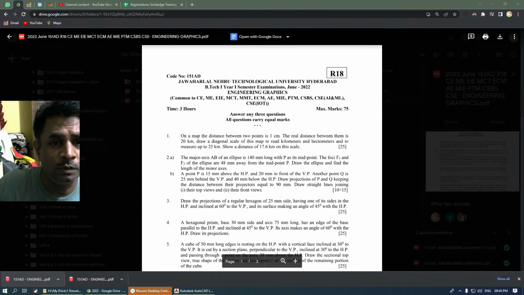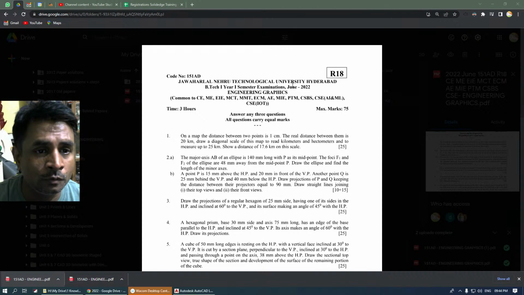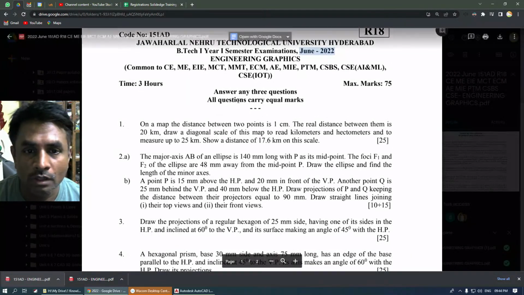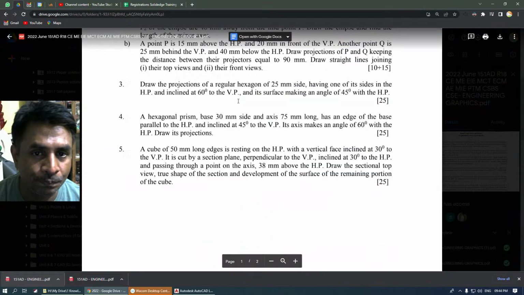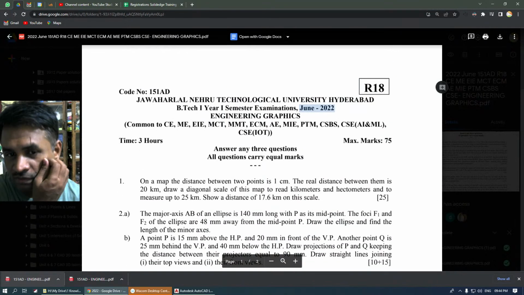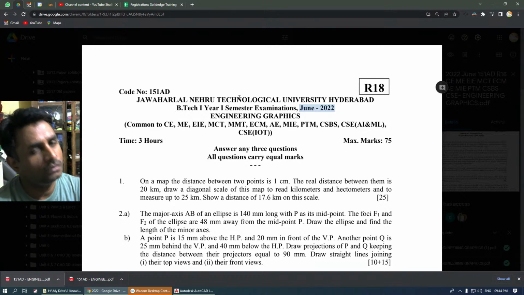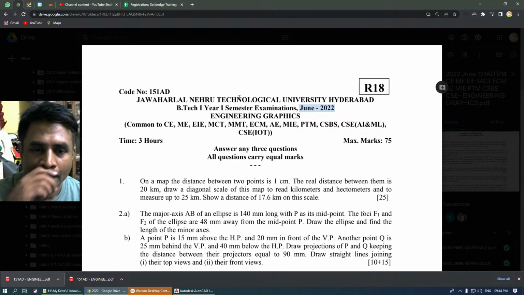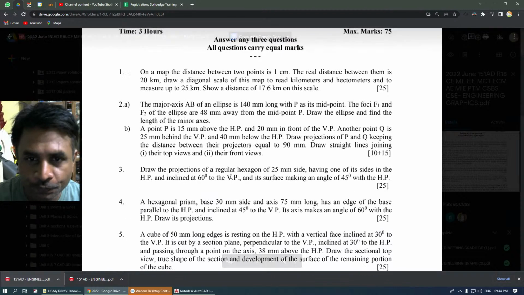In this video we'll be solving this particular paper. You can see this is the JNTU paper for a very recent examination, June 2022, and we'll be solving this complete paper using AutoCAD. I'll be doing this every year for JNTU because they'll be needing the answer keys for correction purposes. Okay, let's go ahead and see how to solve it.